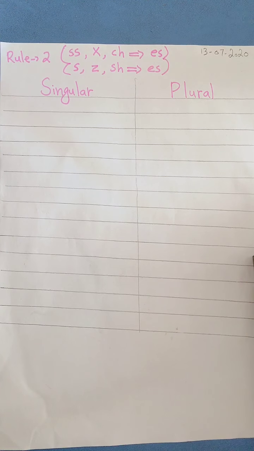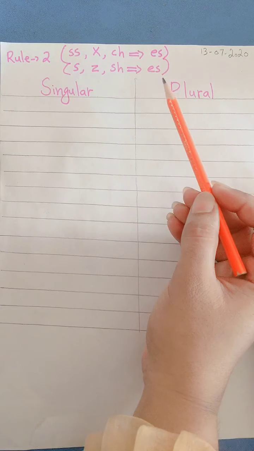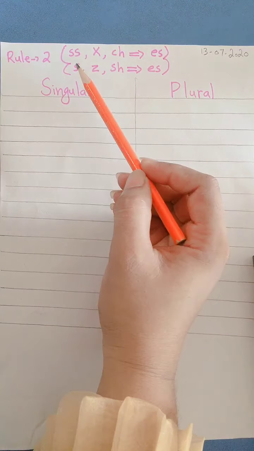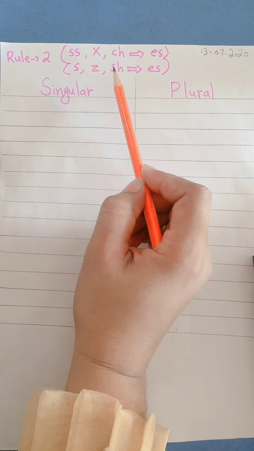Okay, dear children, today we will learn rule number 2 of singular plural. That is, we will put es in the end of words ending in double s, x, ch, s, z, sh.